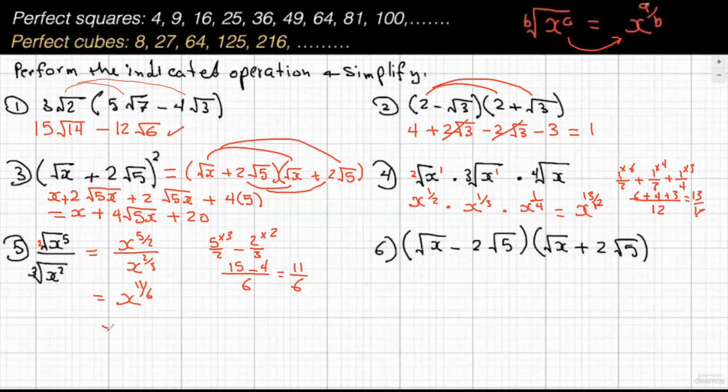Of course, if we want to change this to radical form again, then the 6 goes right here, and the 11 goes right on top. So basically, we could go this way, and we could come back that way as well.